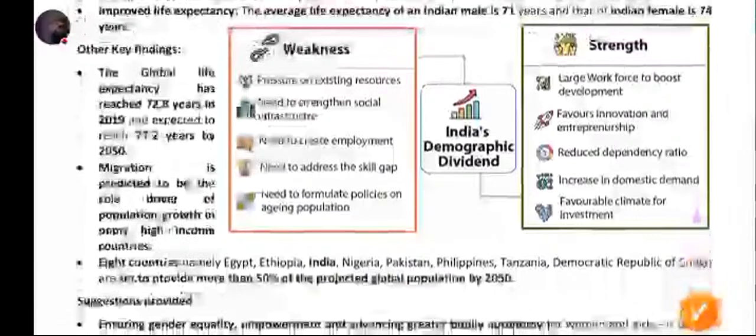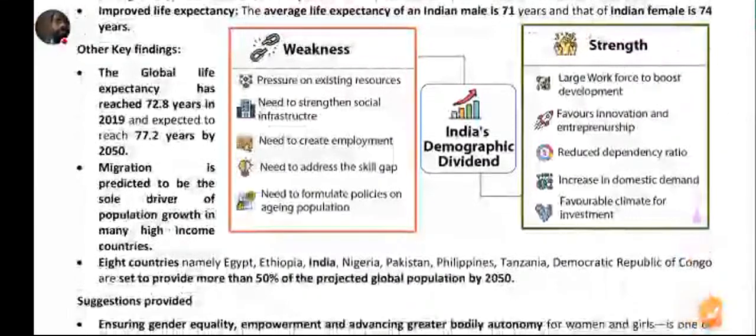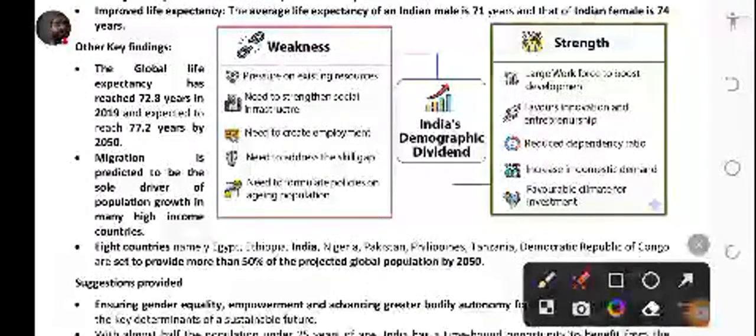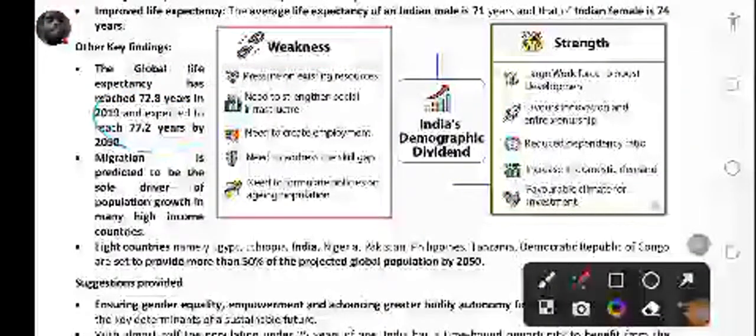Other key findings: global life expectancy has reached 72.8 years in 2019 and is expected to reach 77.2 years by 2050.